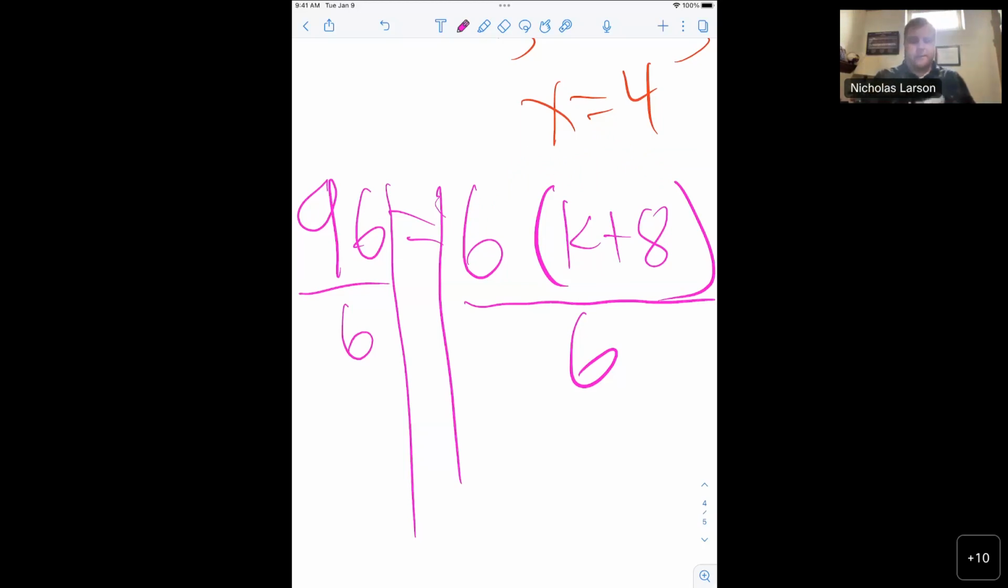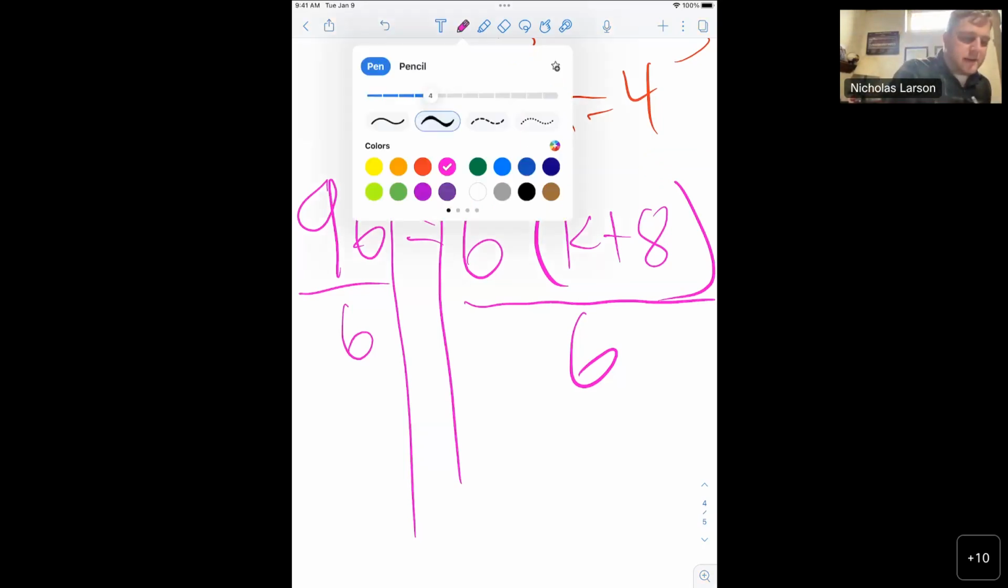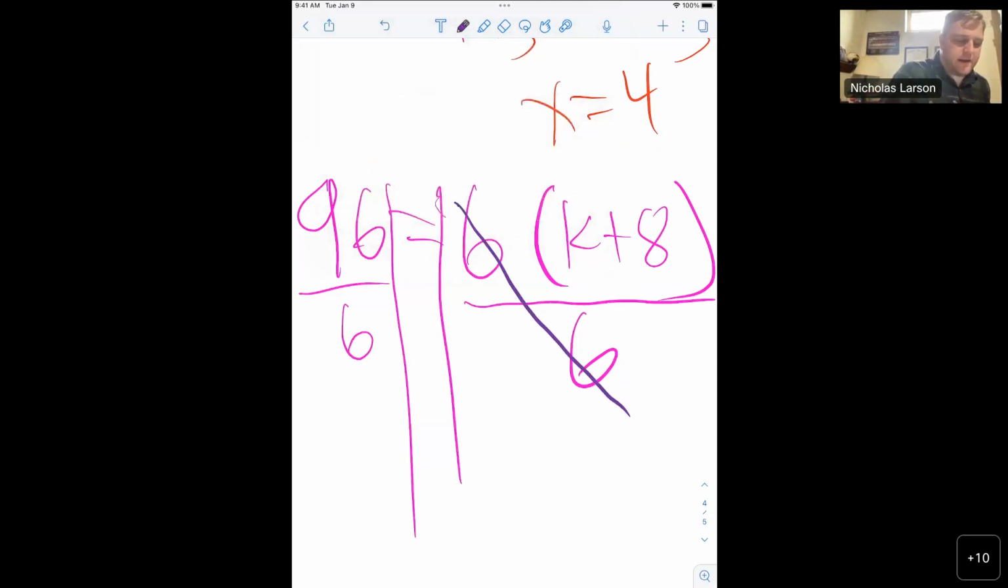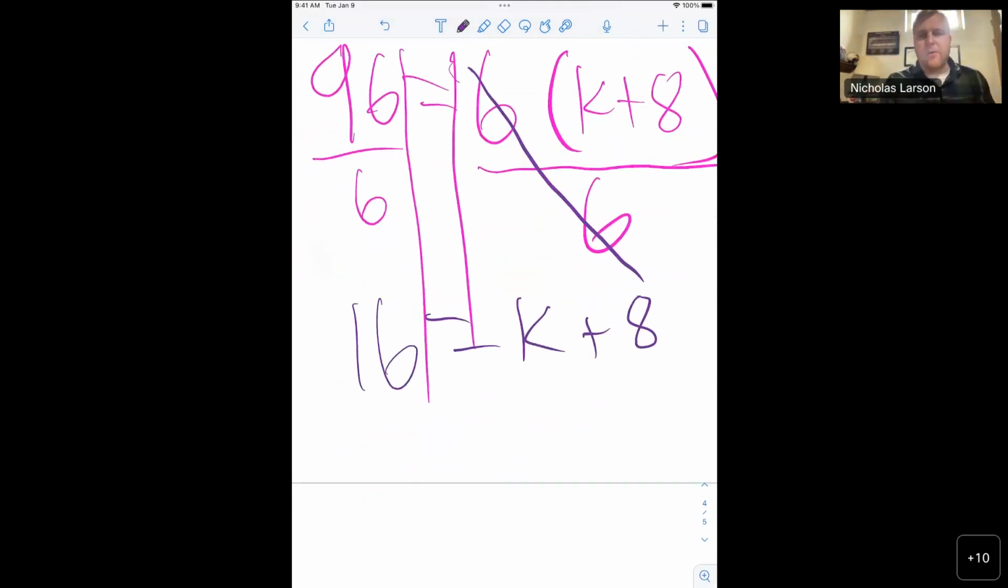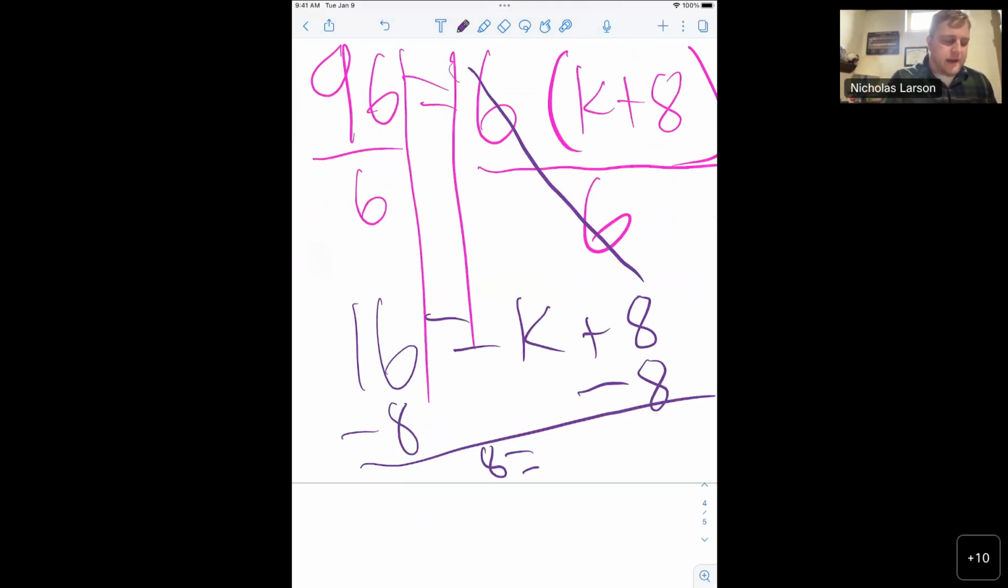So 6 divided by 6 is going to cancel out. That's going to help us out because this goes away, and all I'm left with is k plus 8. And 96 divided by 6 is 16. Now how do I get rid of adding 8? I have to subtract 8. And I get 8 equals k. So the answer for that one was 8.